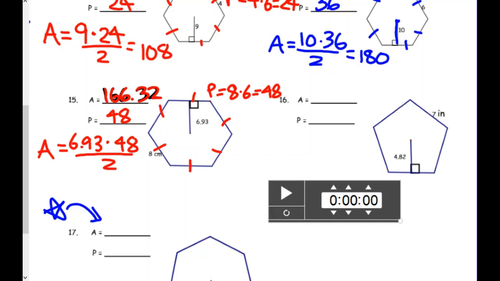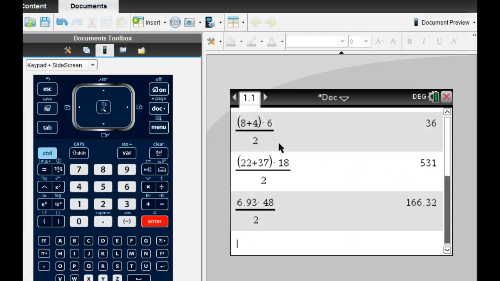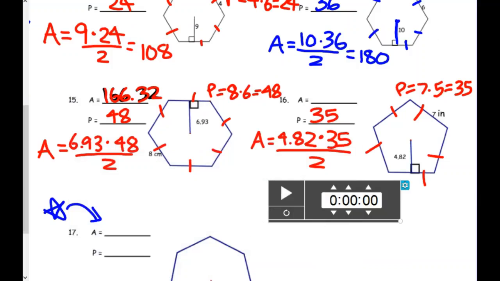So, over here, notice, I only have 5 sides, so the perimeter is 7 times 5, which is 35. So once again, area equals apothem, 4.82, times 35 divided by 2. So again, to the calculator, 4.82 times 35 divided by 2 gives us 84.35. And again, that would be units squared.